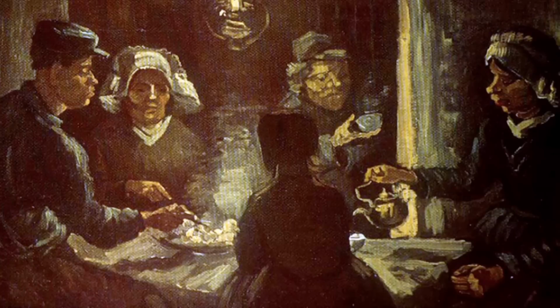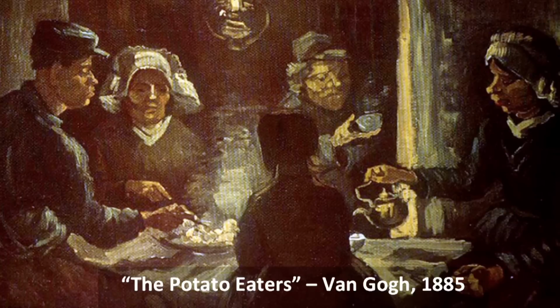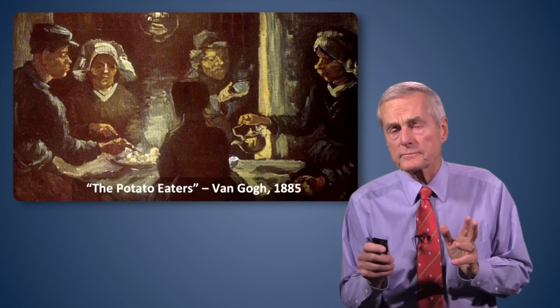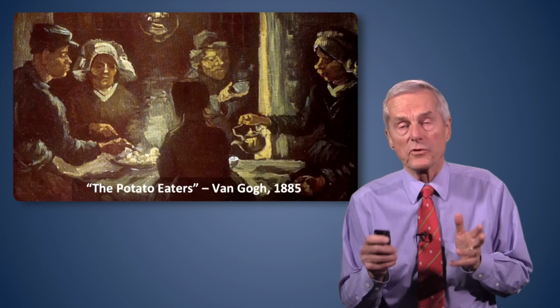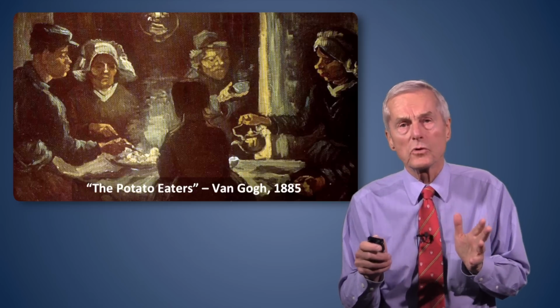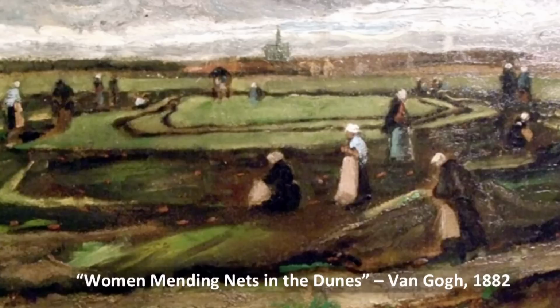This is an unusual painting by Van Gogh in his early days in Holland called The Potato Eaters, and people were only eating potatoes and having coffee. That was the essential meal, maybe 2, maybe 3 times a day. Van Gogh, before he got into his movement when he went to France, painted some more drab-like pictures but of what people were doing, women minding the nets in the dunes, 1882.